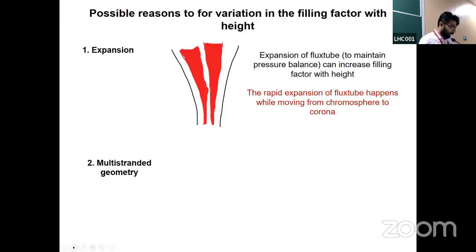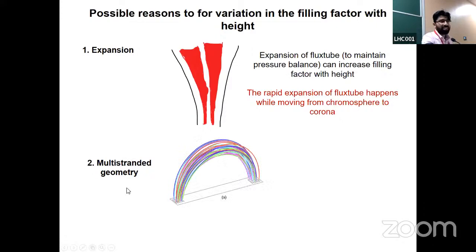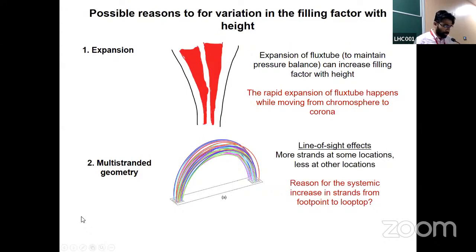But there is another thing that can explain this variation, not necessarily increase, but variation in the filling factor: the multi-stranded loop geometry. So it depends on the orientation of the loop and the orientation of individual threads. Now, there is no reason to believe that all threads will be parallel. They will be entangled, they will be braided. And it really depends on the line of sight that you choose. So along some line of sight, you will have a few strands. At another line of sight, you will have more strands. And that can also explain the variation in the filling factor in the solar corona. But a systematic increase in the filling factor from the foot point to the loop top is something that we still need to explain. So we'll see how valid it is.